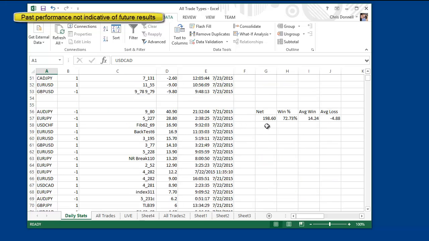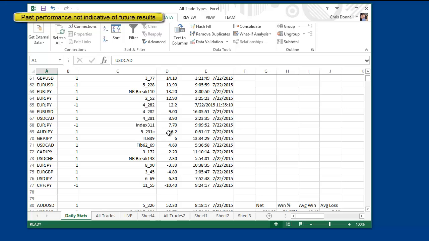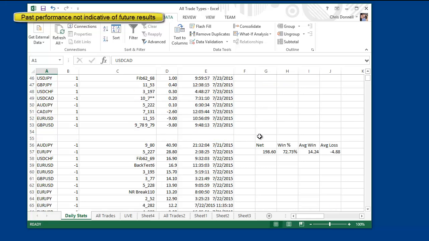This is one of the lowest pip days we've had in probably a few months. 198, 72% winning. Very small wins. Tons of little tiny ones. 4.6, 6 pips. A lot of them under 10. Not a lot of high volatility that day. Luckily, the losses were tiny.